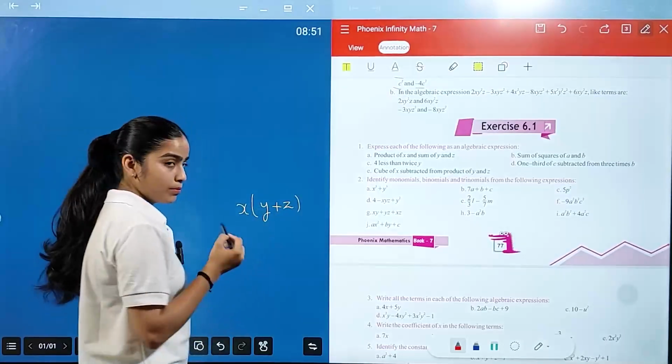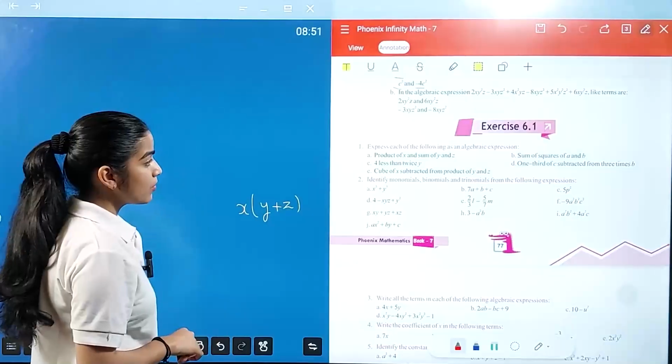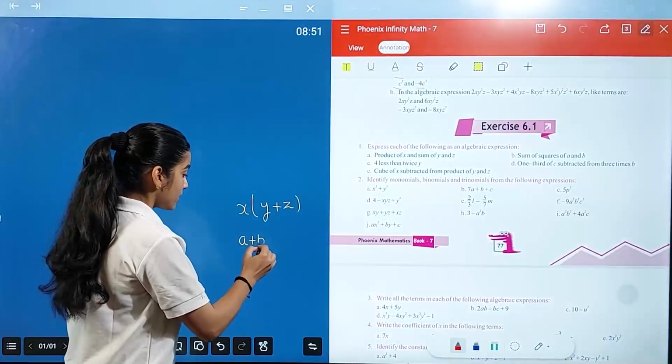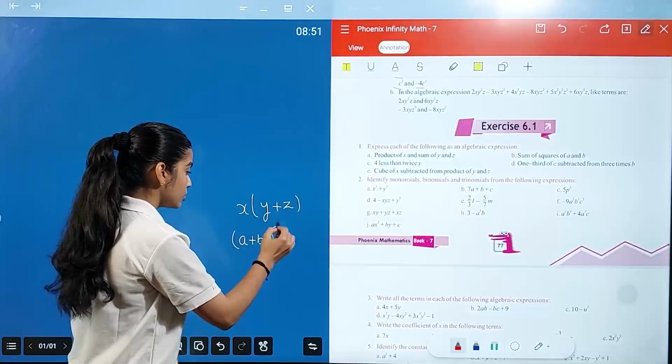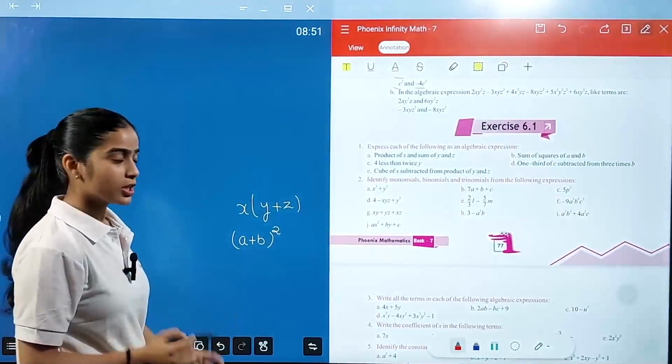Product means multiplication and sum means we have to add something. Okay. Next, sum of square A and B. So sum of square means A plus B whole square. Okay. So in the same way, you have to represent your statements as algebraic expressions.